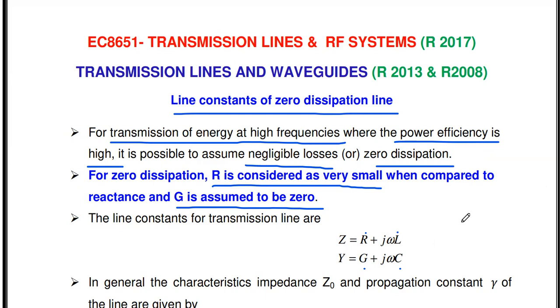So what is this? R is very small when compared to omega L, the reactance of the inductor, and the conductance value G is assumed to be zero. This is the condition for a zero dissipation line.